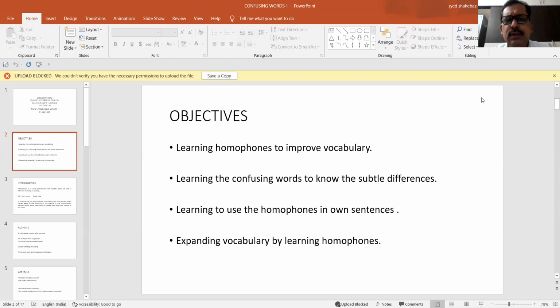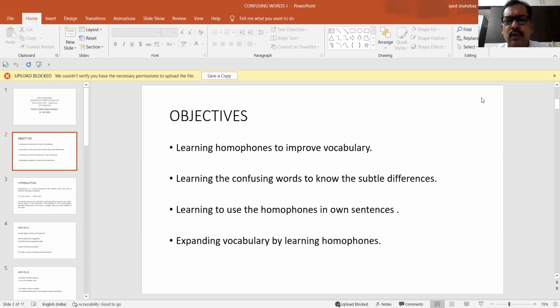Learning the confusing words to know the subtle differences. So, confusing words have subtle differences in terms of spelling. The pronunciation is the same, but the spelling is different and the meaning is different. That's why there is a subtle difference among these homophones.